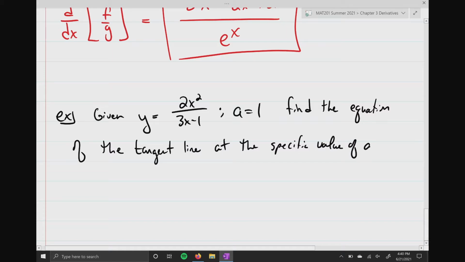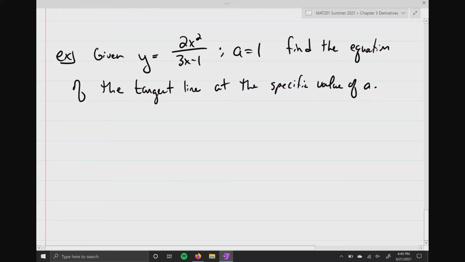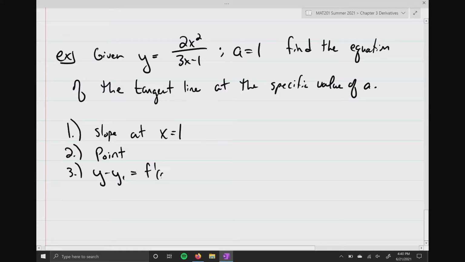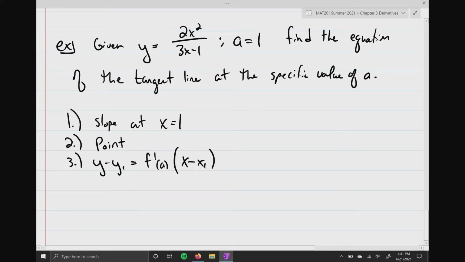value of a. Okay? So recall, anytime you see those words, find equation of the tangent line. Remember, we need the slope at x equals a. In this case, it's going to be 1. We need a point. So we're definitely going to have to find our point here. And then 3, we're going to use y minus y1 equals our derivative evaluated at a times x minus x1. So let's go ahead, let's do it one step at a time.